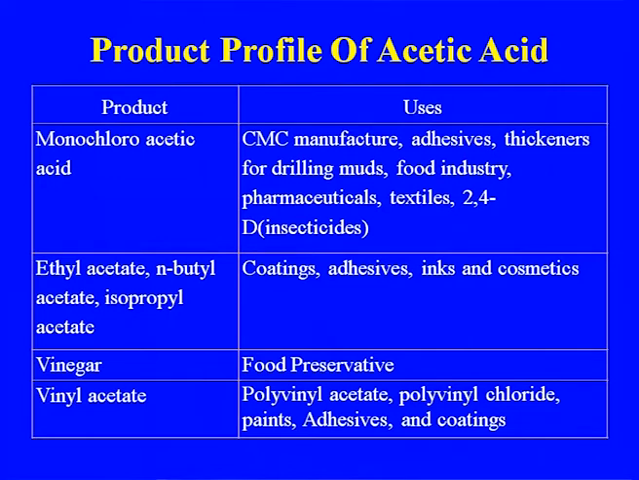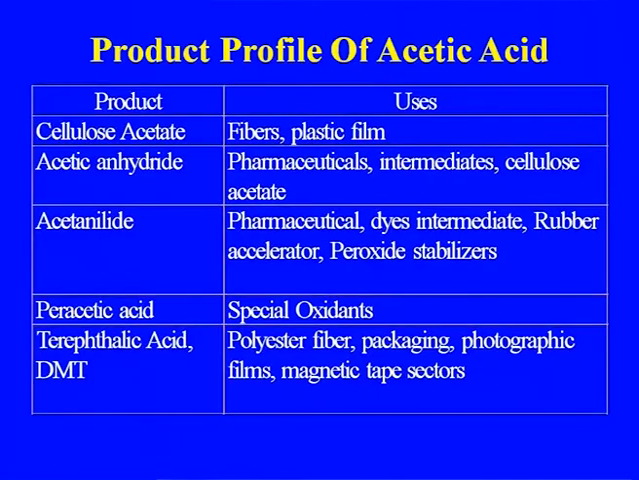Cellulose acetate, we will be discussing while discussing synthetic fiber, in the manufacture of some of the rayons. We are using the acetic acid for acetamide that we are making from the peracetic acid, and for terephthalic acid, DMT. So, there we are using this acetic acid.